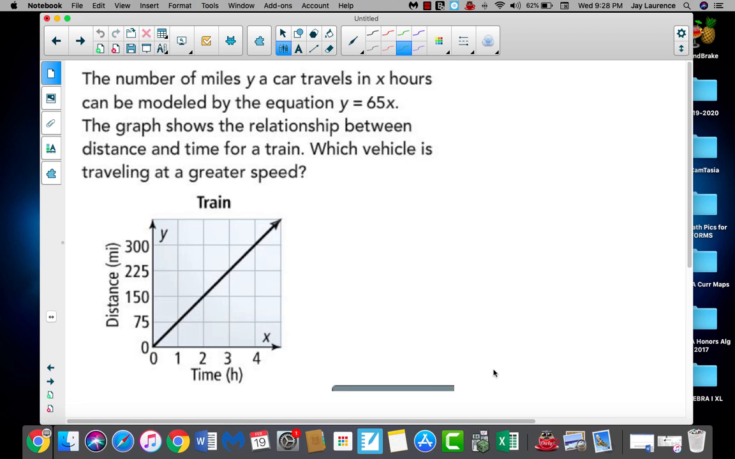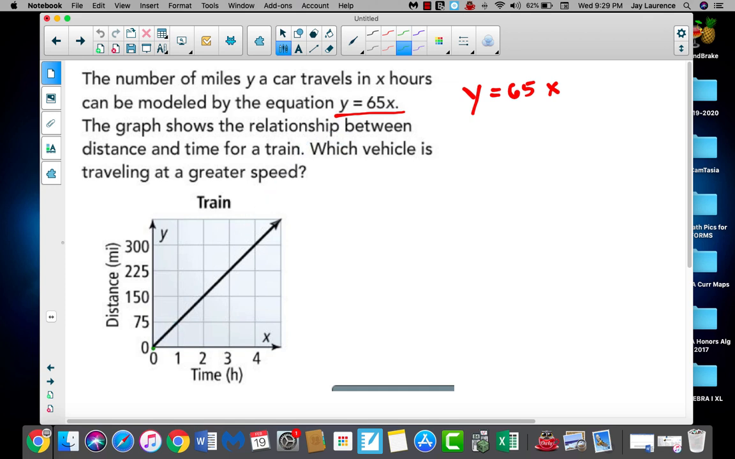Okay. It says the number of miles, y, a car travels in x hours can be modeled by the equation y equals 65x. If you don't realize it, that means they're going 65 miles per hour. The graph shows the relationship between distance and time for a train. Which vehicle is traveling at a greater speed?